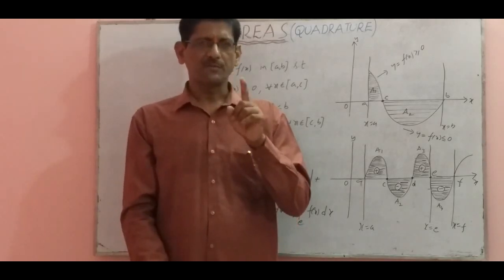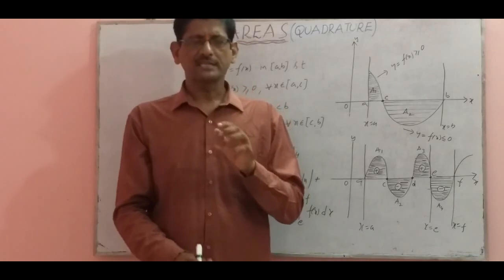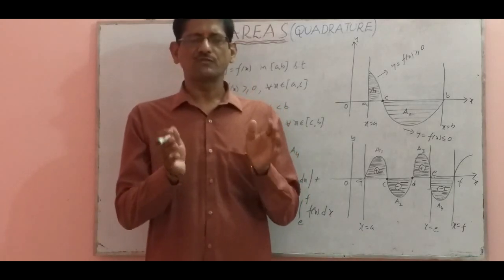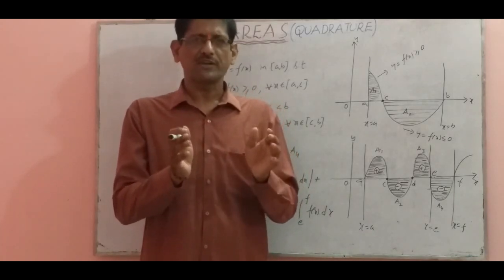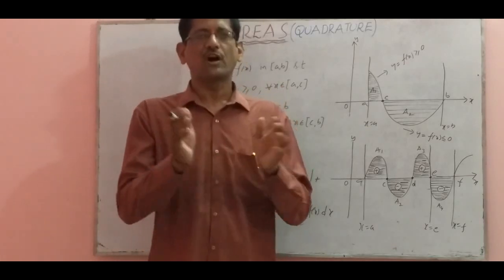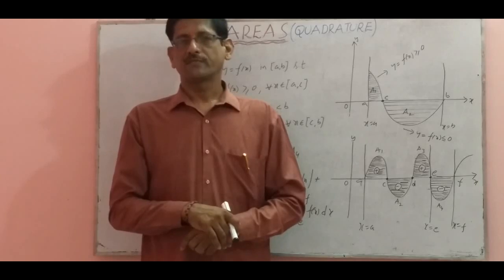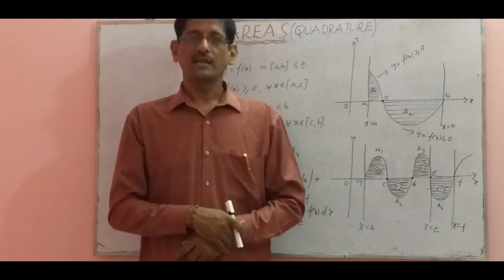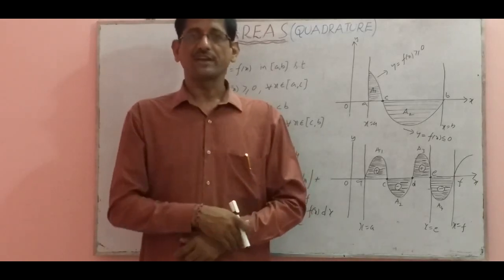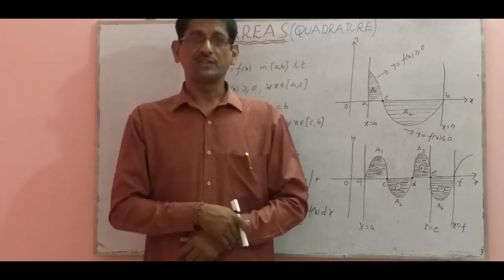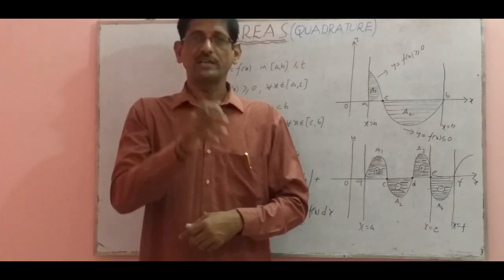With respect to x axis, that means y is equal to f of x enclosed with x axis and the ordinates, there are 7 points. Similarly, the curve x is equal to f of y enclosed with y axis with the coordinates y is equal to a, y is equal to b.